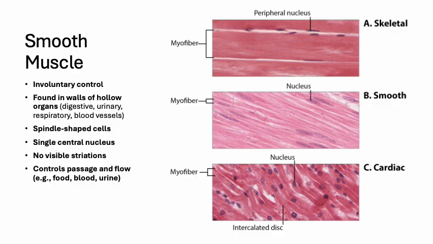Smooth muscle operates without conscious control and is found in the walls of hollow organs such as the digestive tract, blood vessels, urinary bladder, and airways. The cells are spindle shaped with a single central nucleus and lack visible striations. Smooth muscle contractions are typically slower and more sustained than those of skeletal muscle. This makes smooth muscle well suited for functions like moving food throughout the digestive system, regulating blood vessel diameter, and controlling the flow of air and urine.